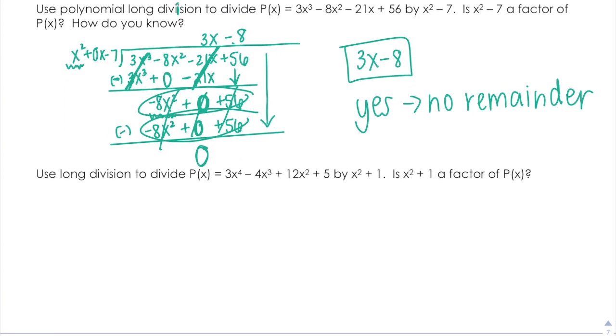Now, I want you to try this next one on your own. See what you get. If you get a remainder, that means it does not go in evenly. If you do not get a remainder, it does go in evenly. And don't forget, you're going to need a placeholder here. So do this before you start the next video. Try this one on your own, and then you can check it in the next video.